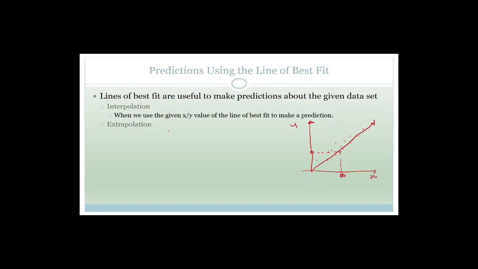Extrapolation would be, they say, what happens if y was really big? So you go, okay, fine, no big deal. If it's really big, I can extend this line up, and then I can read what x would be. That's extrapolation. Extrapolation is extending the straight line out to some point and then reading off or calculating, whereas interpolation is within the data set we already have.